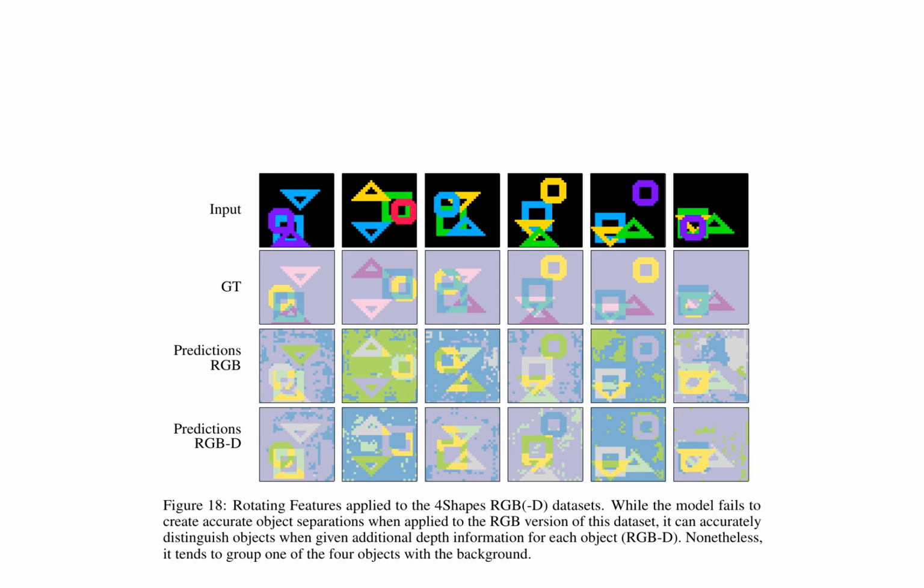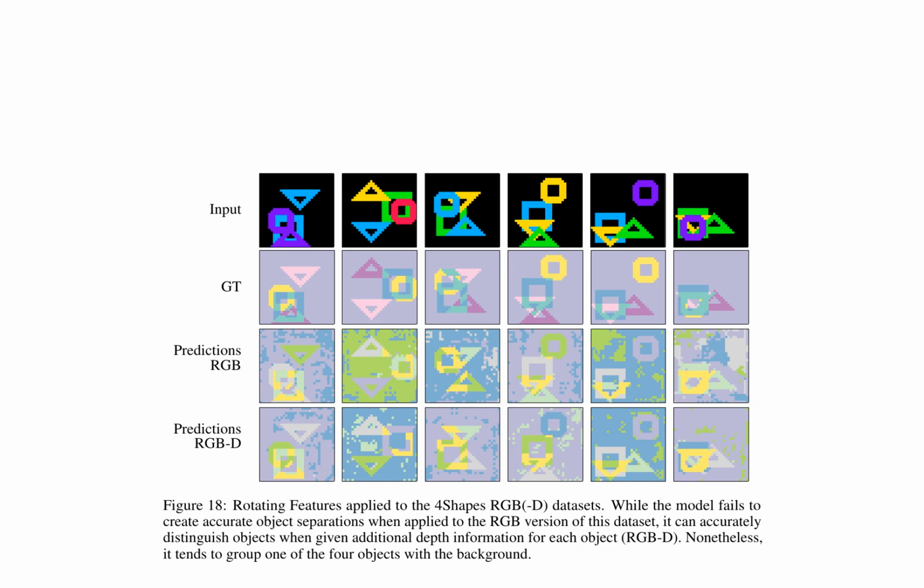The application of rotating features to various datasets, including 4 shapes RGB, D, and 10 shapes, showcases the model's capacity to improve object separation. In the RGBD version of the 4 shapes dataset, Figure 18 demonstrates a significant improvement in object separation with the addition of depth information for each object. However, the model tends to group one of the 4 objects with the background.